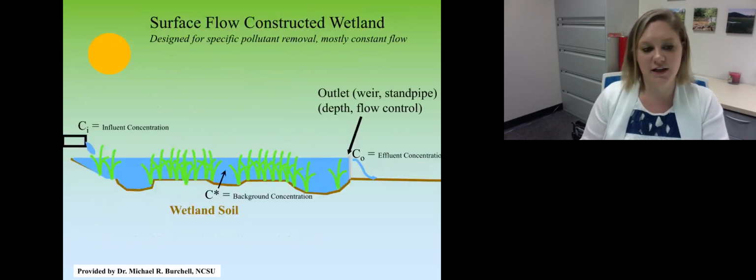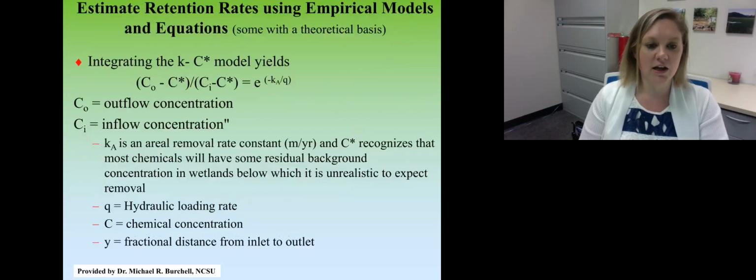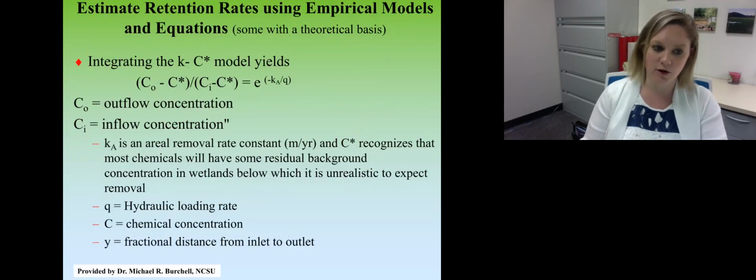So let's look at this again. We've got our C influent, C-i, our influent concentration coming in. We've got the background concentration, our C star, in the back here, and then we have our C out, just as a reminder of what these systems look like for a surface flow system. So one of the things we have to integrate into this is that we have an outflow concentration and an inflow concentration along with your background concentration.